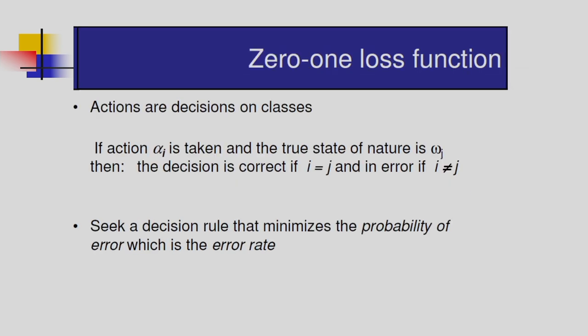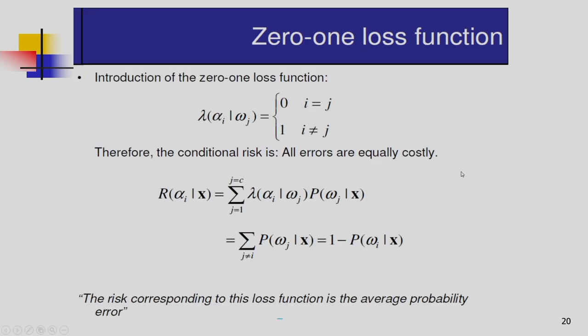After this, the most important topic is the 0-1 loss function. We have defined the 0-1 loss function, and in this case action alpha i is taken. If the true state of the nature is omega j, the decision is correct if i is equal to j, otherwise it is an error if i is not equal to j. Corresponding to this condition, this is the 0-1 loss function, lambda of alpha i given omega j, that we have considered, and it is equal to 0 if i is equal to j, and it is equal to 1 if i is not equal to j. And based on this, we have determined the conditional risk.